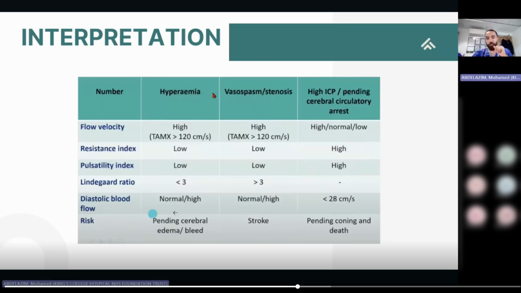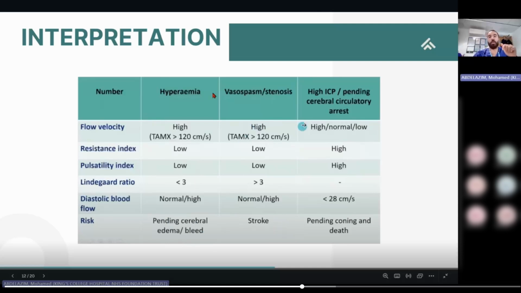Diastolic blood flow is usually normal or high in both hyperemia and vasospasm, and obviously very, very low in high ICP, as we will see in a second. And the risk, as you can see: hyperemia could cause cerebral edema or bleed, while vasospasm is a great risk for stroke, and a high ICP can lead to coning or death, as you all know.